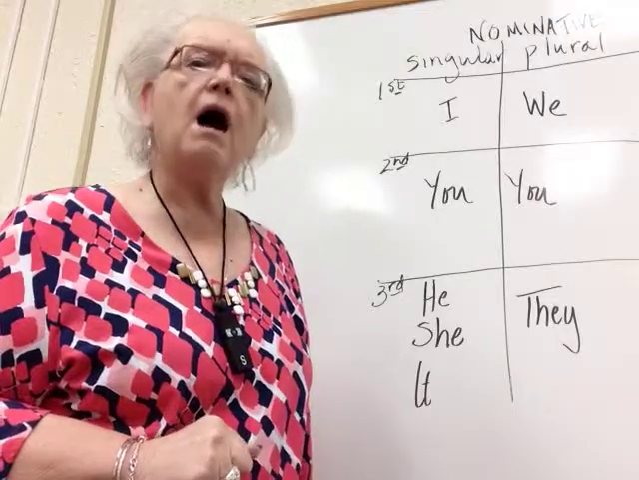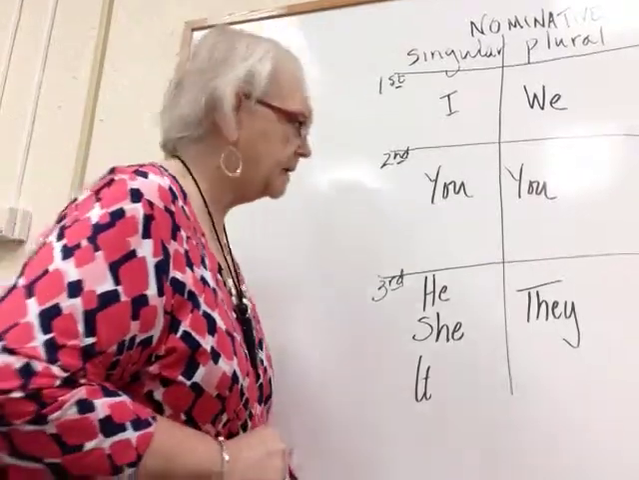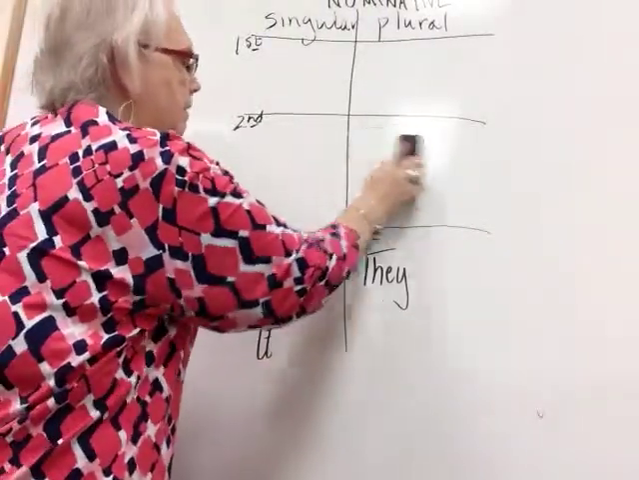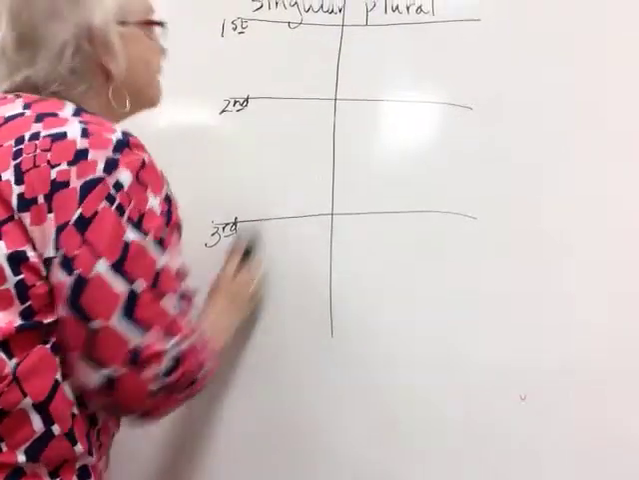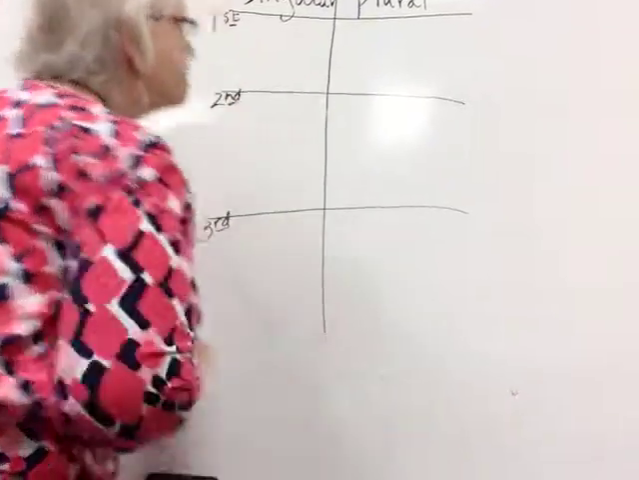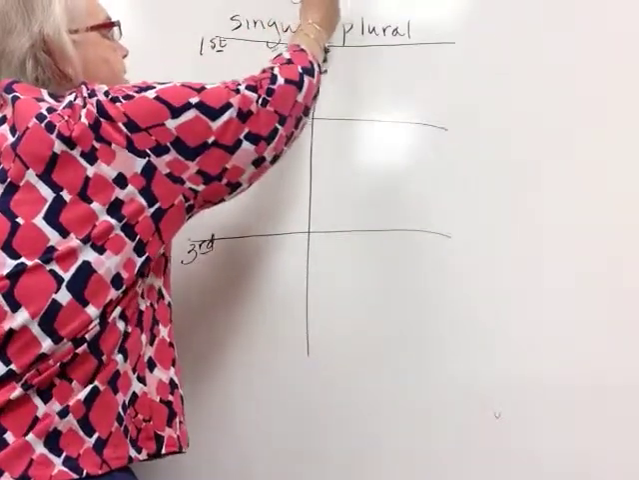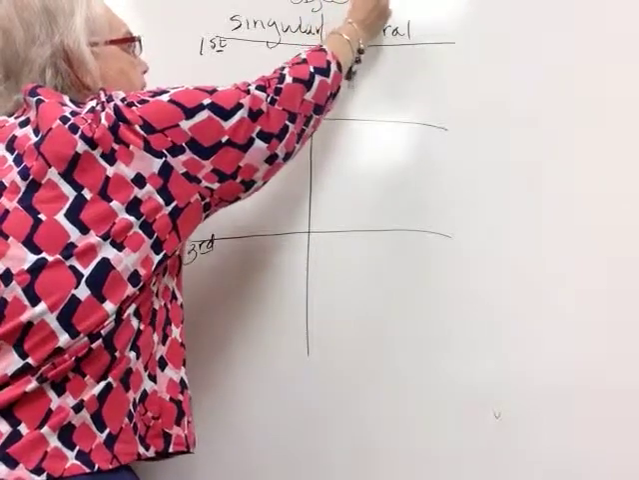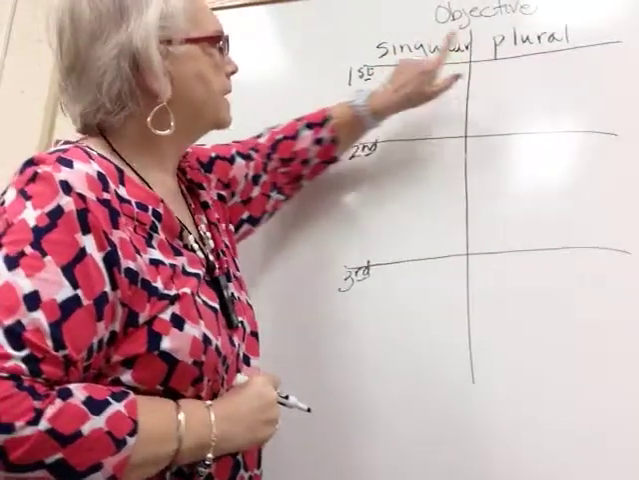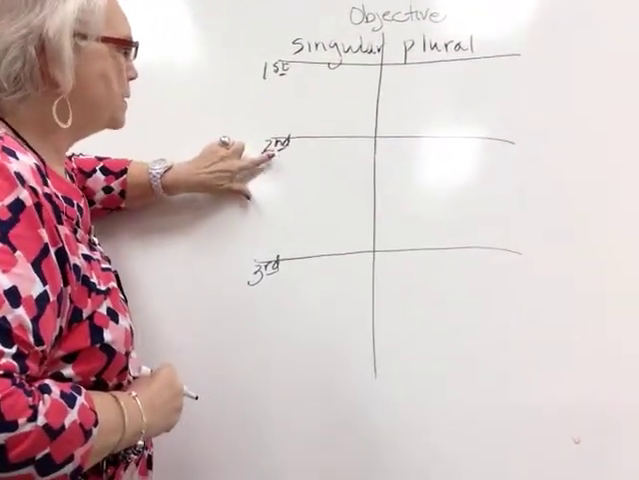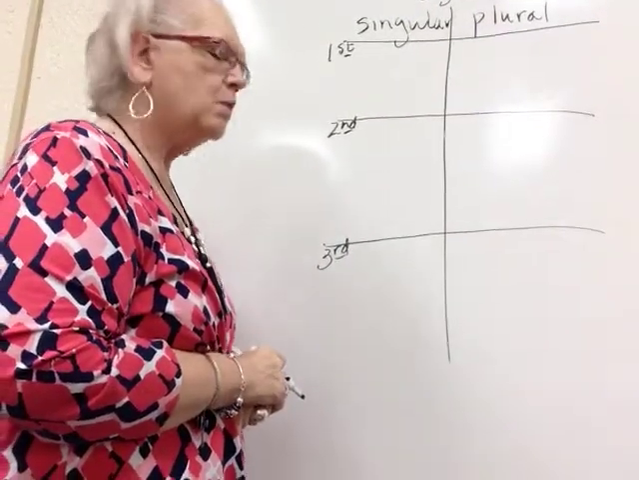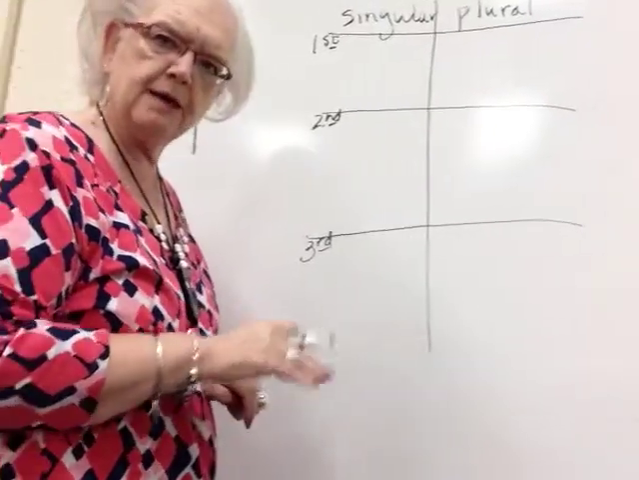Let's go on to the objective case pronouns. Objective case pronouns. Write yourself another telephone pole. Put all your parts in. The case of the personal pronouns, the number, and the person. Speaker, spoken to, spoken about. Objective case pronouns will never be subjects.